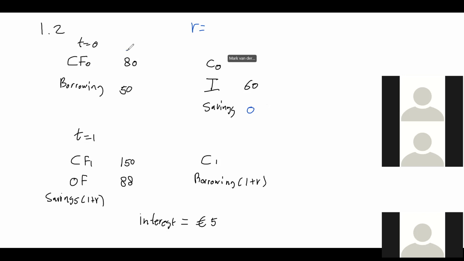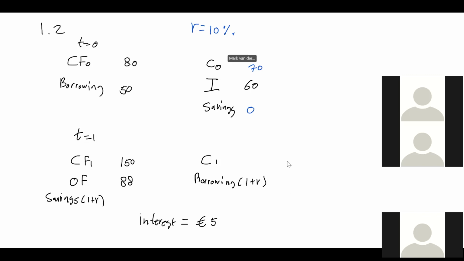Okay. I have an income of 130, but I'm only spending 60 so far. So what do I know about the C0? That must be 70. Yes, very good. So I can fill in 70. Notice that I borrowed 50 euro and I had to pay 5 euro interest. What is then the interest rate? 10%. Yes, everybody understands that?